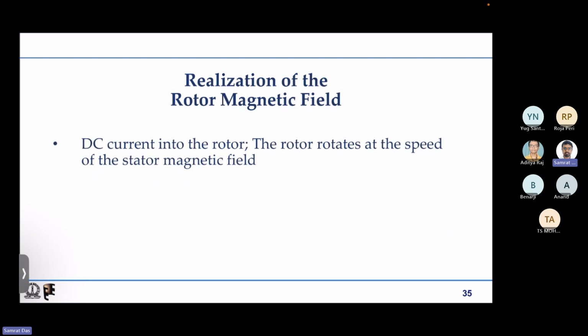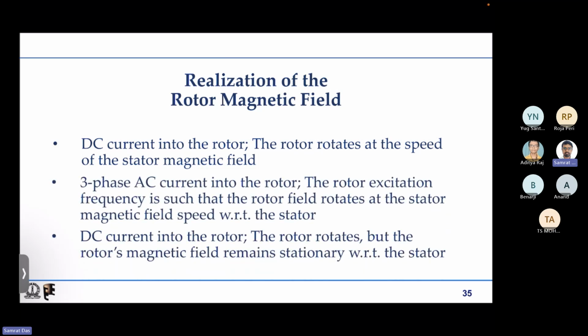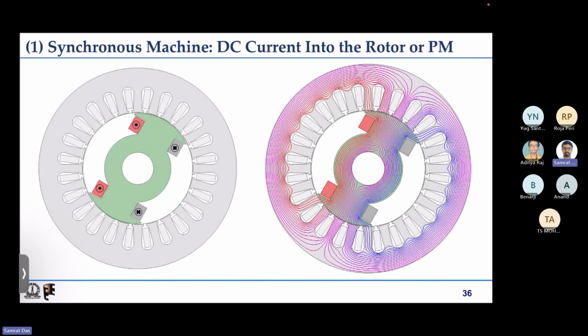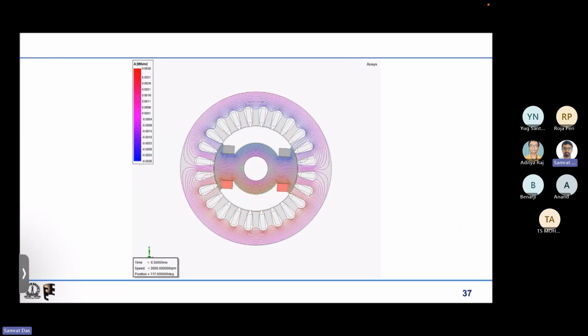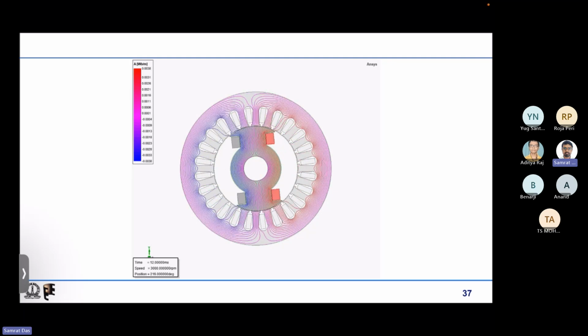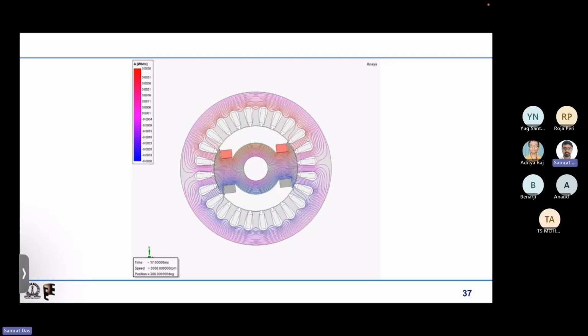One case of how to produce a rotating magnetic field is very straightforward. That is, we inject some DC current into the rotor. This is the magnetic field it produces when it is stationary, and if it rotates at the same speed of the stator magnetic field, the magnetic field produced by the rotor also rotates at the same speed. So this is the first machine, that is known as synchronous machine.